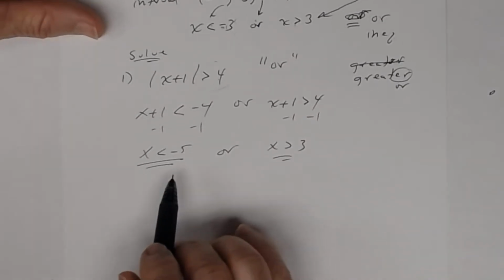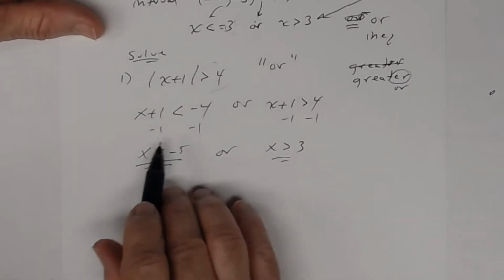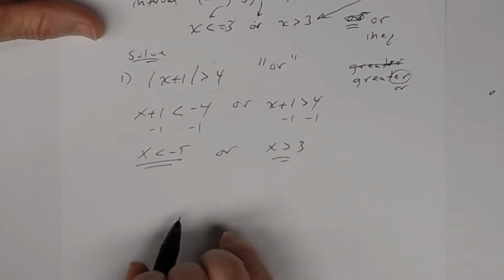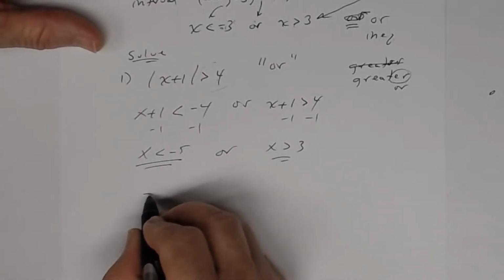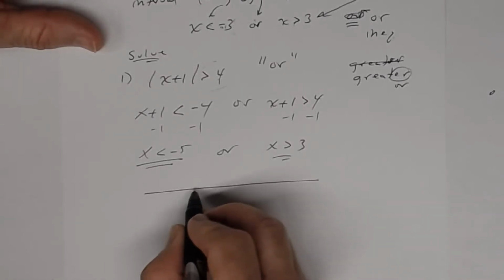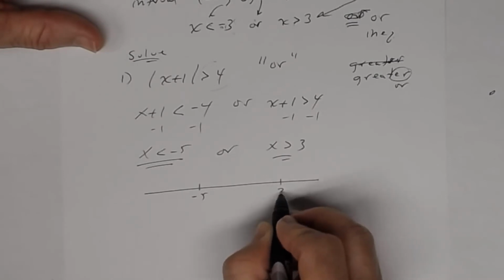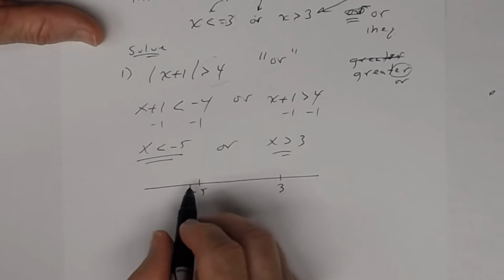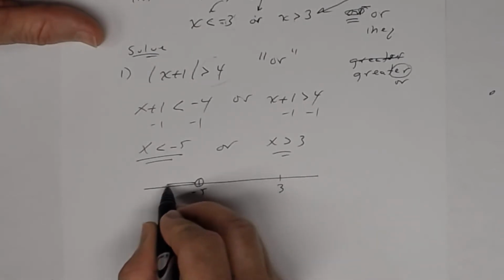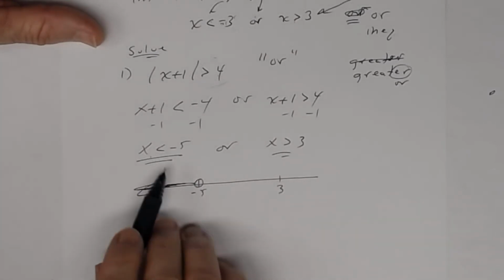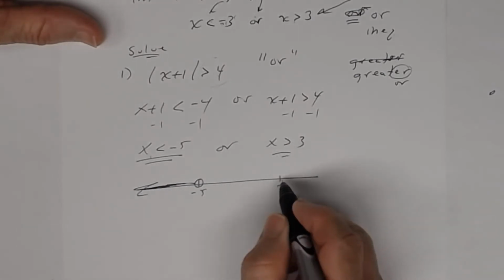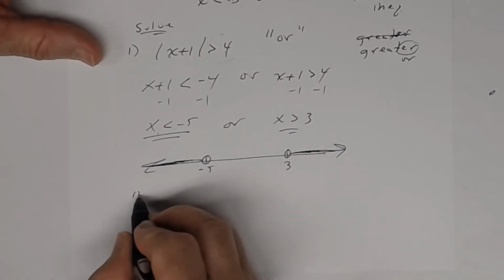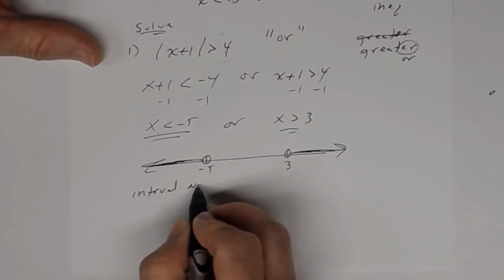So the solutions will be any real number that's less than negative 5 or any real number that's greater than 3. So on your graph, if they ask you to graph this, here's negative 5, here's 3. Less than, greater than, no equal sign, right? So you're going to put an open circle, with the shading to the left. And then this one, an open circle, with the shading to the right. Okay? Interval notation.